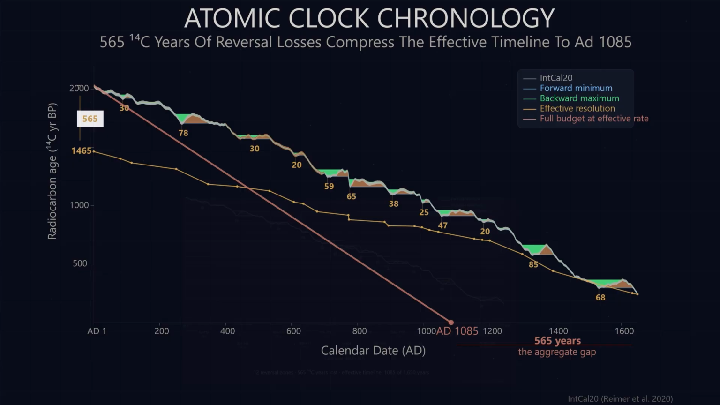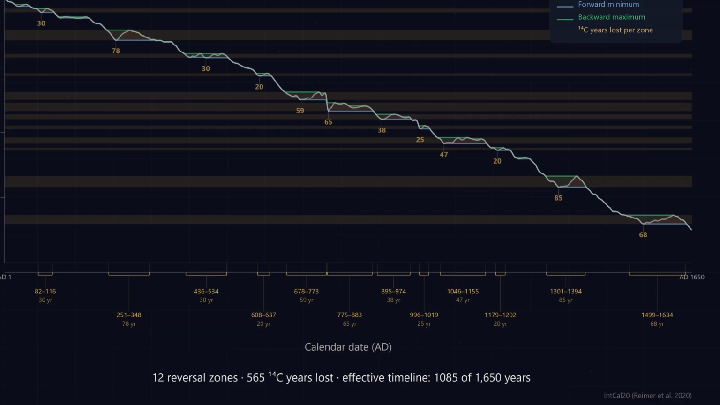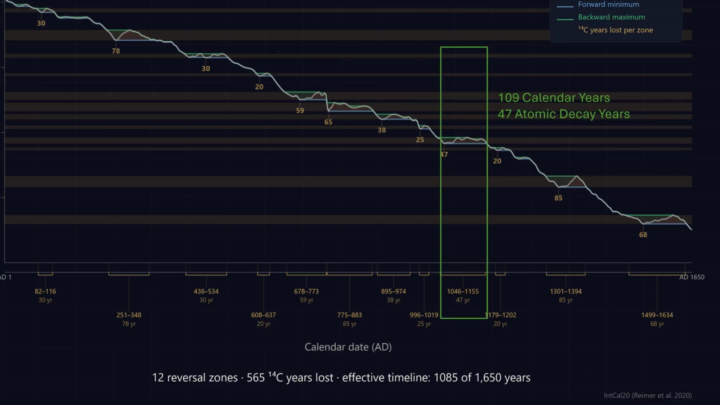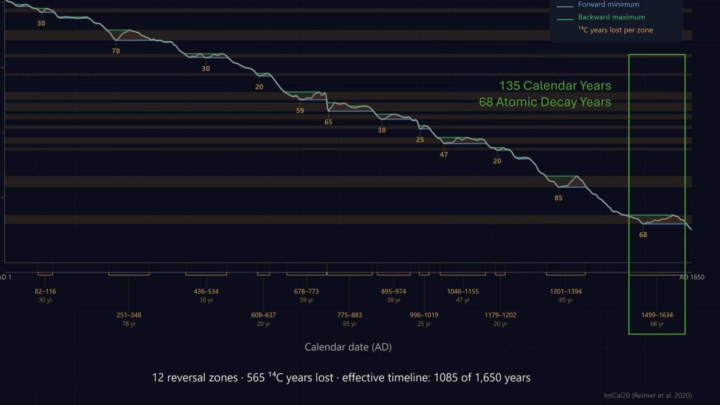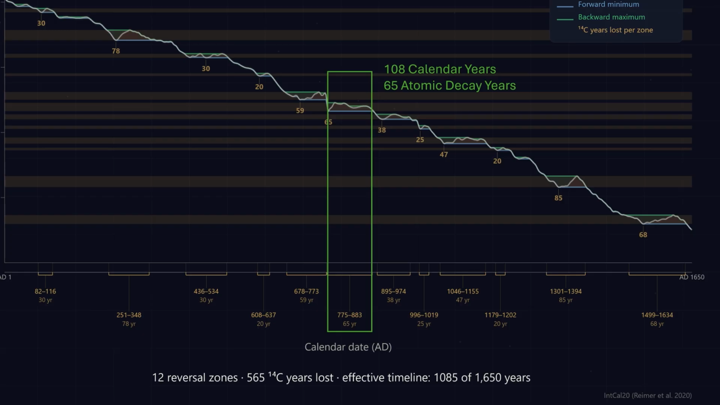And the data leaves fingerprints we can see of what calendar years are conflated. For example, 1046 to 1155 span 109 calendar years, but only include 47 radiocarbon years. 1499 to 1634 span 135 calendar years, but only 68 radiocarbon years. 755 to 883 span 108 calendar years, but only 65 radiocarbon years, and so on.